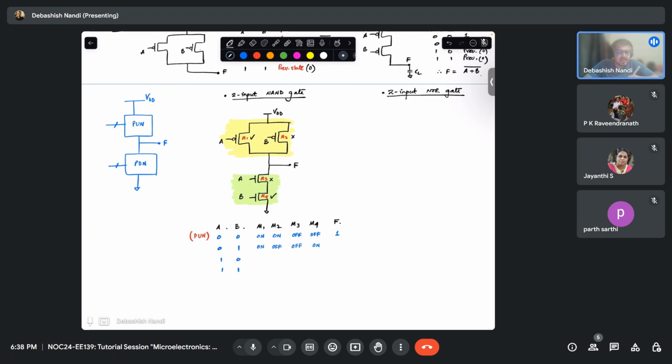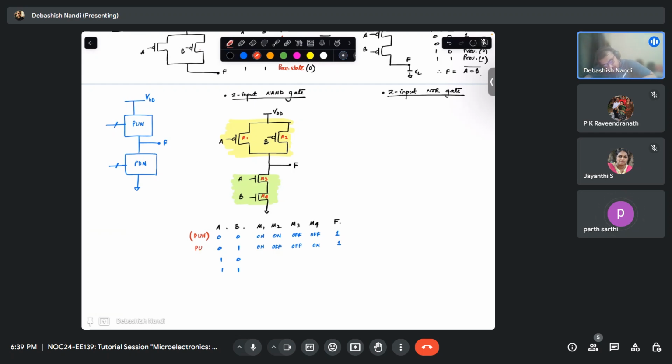Does your PDN conduct? It will not conduct, right? Because that is in series. Both should be 1 to conduct. So your output will be what? Only your PUN is conducting. That means it will pull up the output. Output will be 1. Yes.